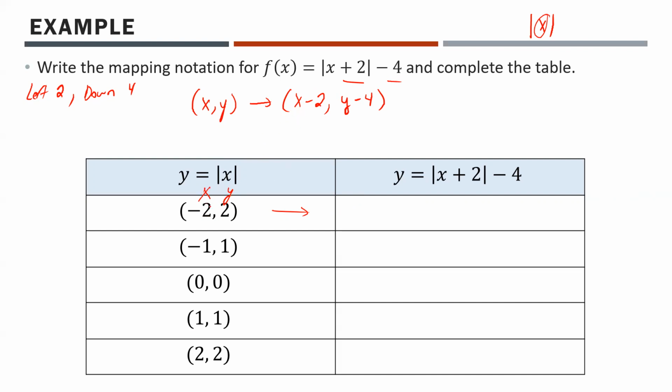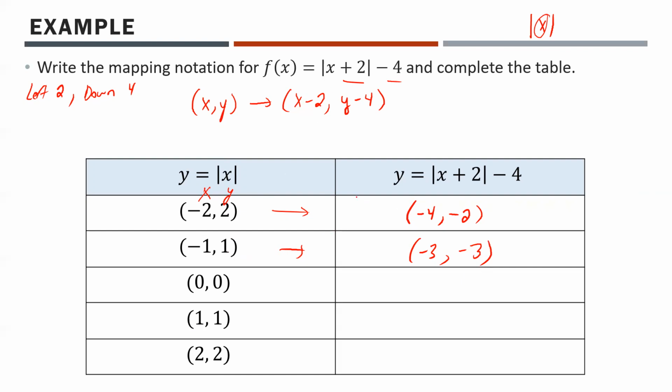So in this first case, negative 2, 2, it's going to be negative 2 minus 2, which is negative 4. And then it's going to be 2 minus 4, which is negative 2. So this original coordinate, negative 2, positive 2, is moving to negative 4, negative 2. You can continue this with all those other points there. So if we plug in negative 1 into this, we're going to get negative 3. And if we plug 1 into this, we're going to also get negative 3. That's kind of a nice coincidence.